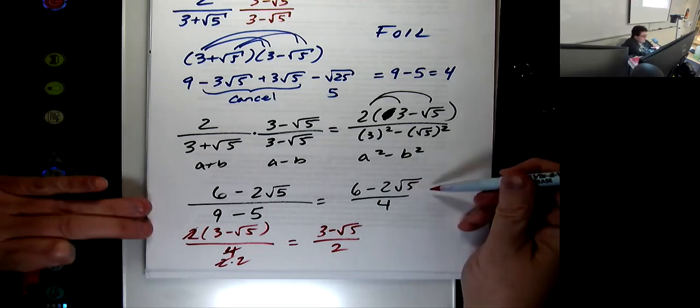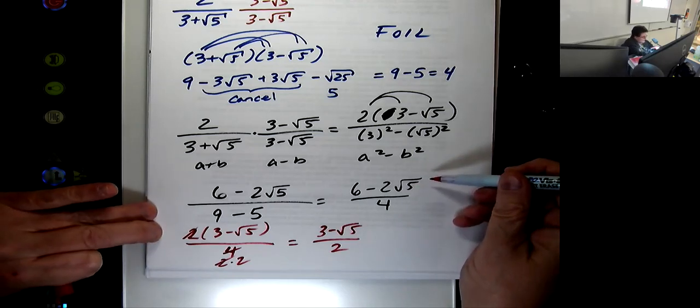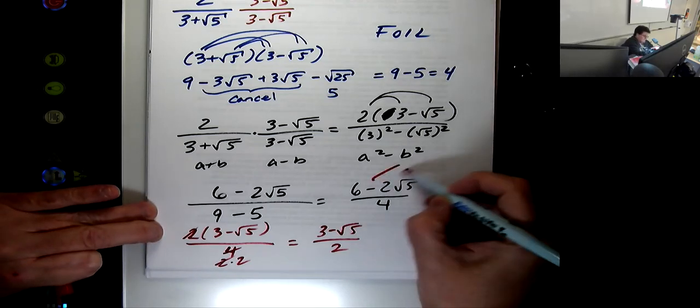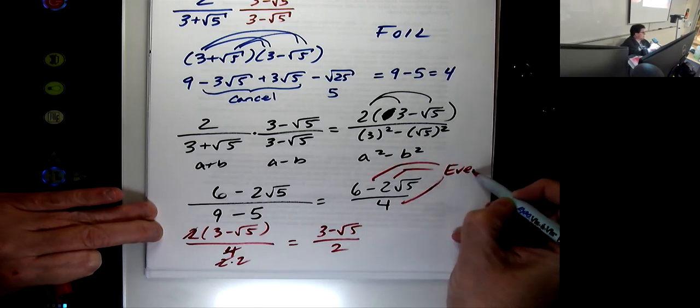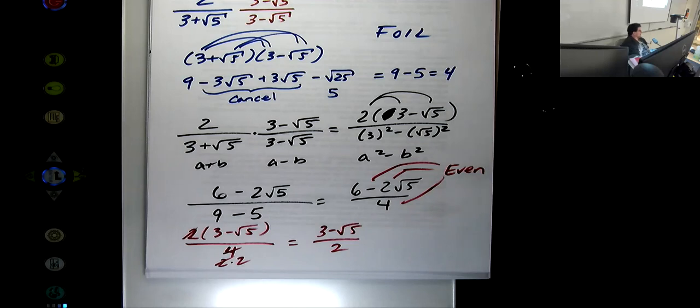You can do that when you're here, but you kind of have to recognize all of these are even. So it's a little harder to recognize at that point.